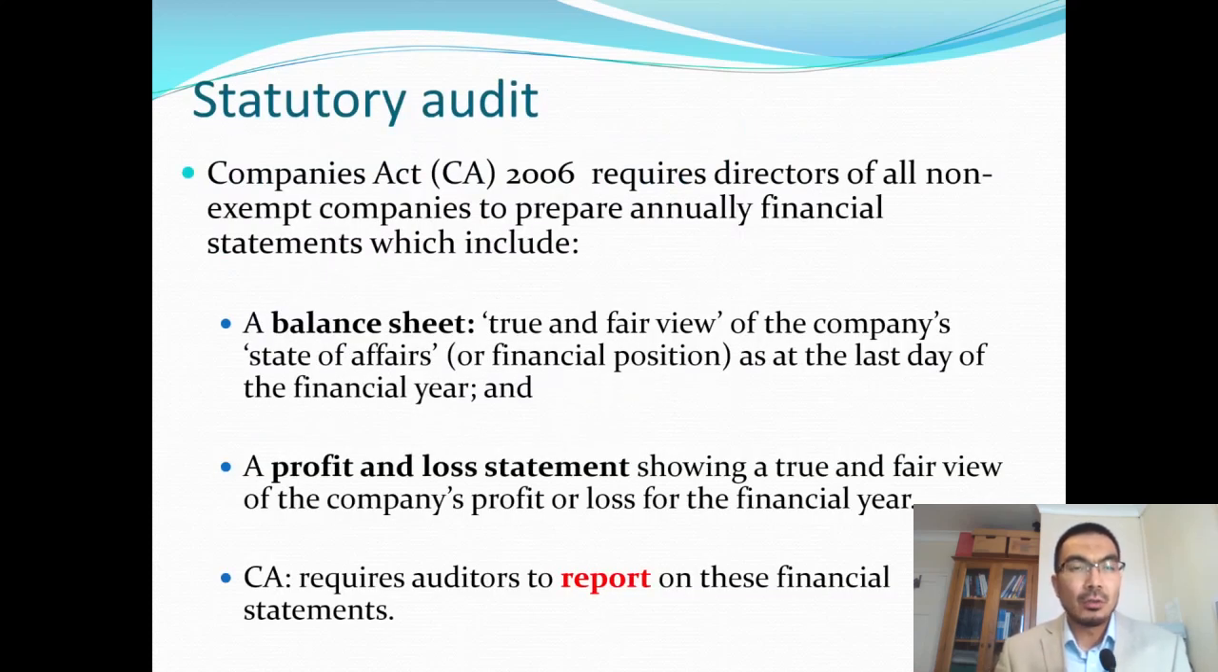As I mentioned, a statutory audit is required according to the Companies Act 2006. So all directors of non-exempt companies must prepare annual financial statements. They prepare a balance sheet and profit and loss accounts, and the balance sheet gives a true and fair view, and we will explain what true and fair view is. Also, the profit and loss accounts show a true and fair view of the company's profit for the financial year. Again, the Companies Act requires the auditors to report on these financial statements.